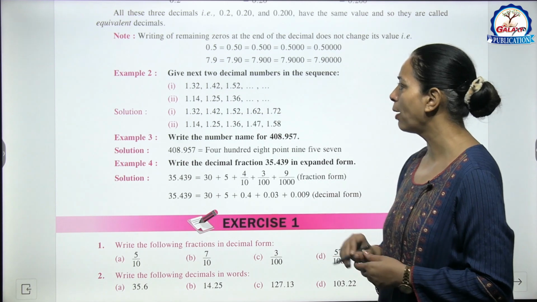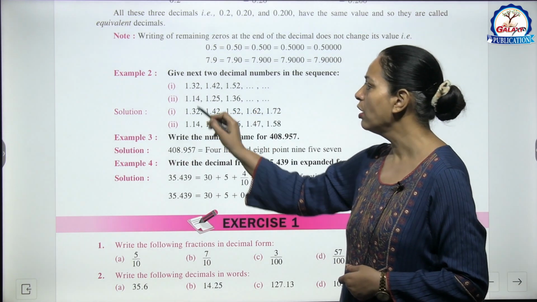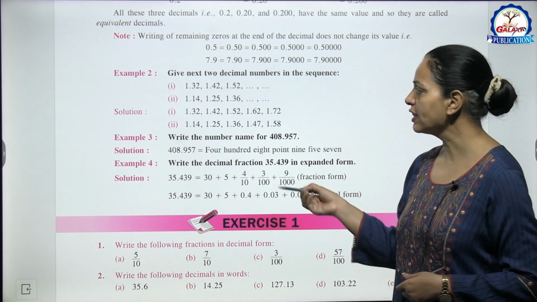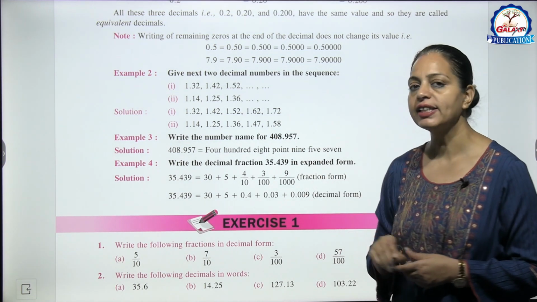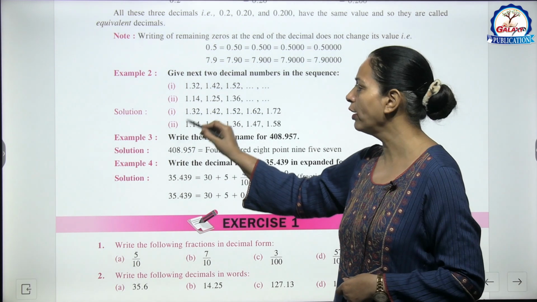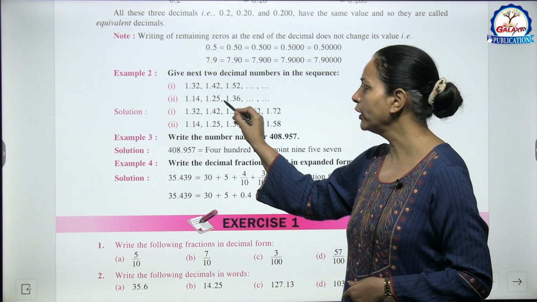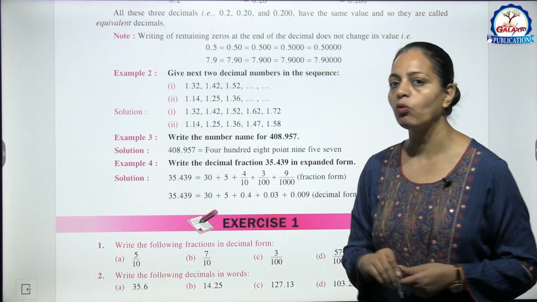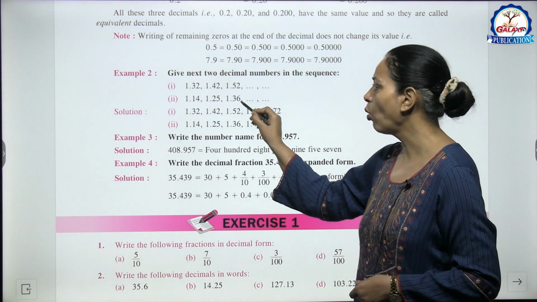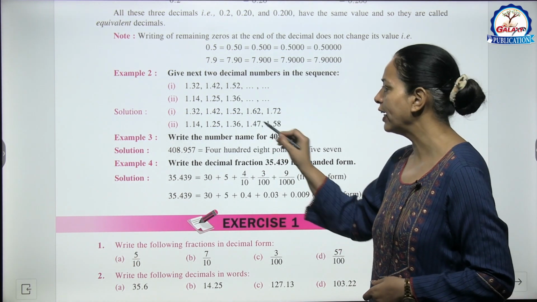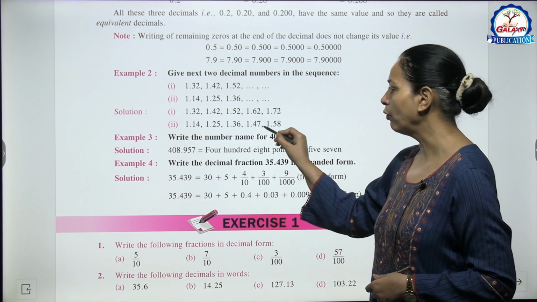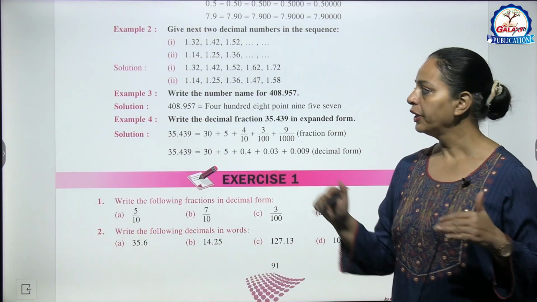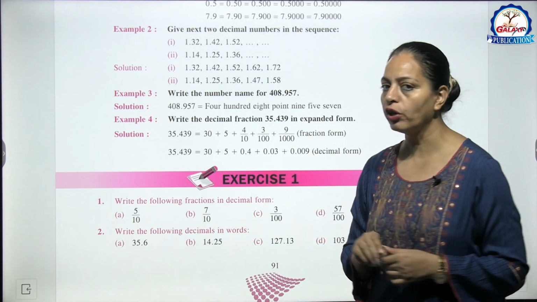Okay. Now example 2. Give the next two decimal numbers in the sequence. Like the first one: 1.32, 1.42, 1.52. The next is 1.62, 1.72. Okay. Now the second one: 1.14, 1.25, 1.36. You can see their difference is 0.11. So what will we do? We will add 0.11 to it, we get 1.47. Adding 0.11 again, we get 1.58.